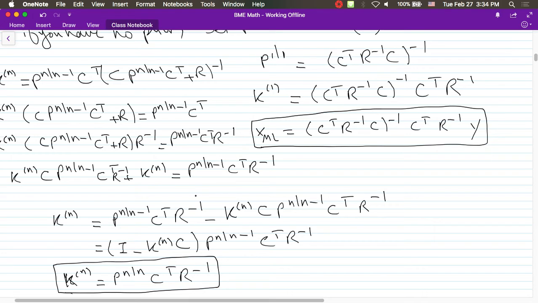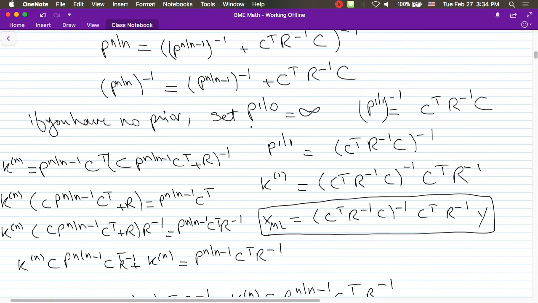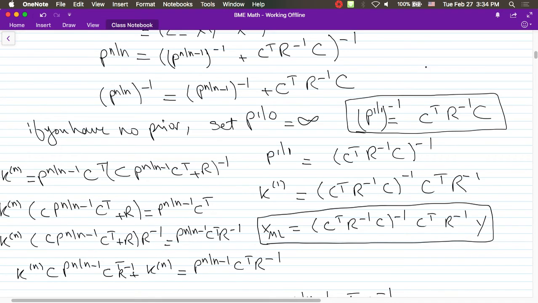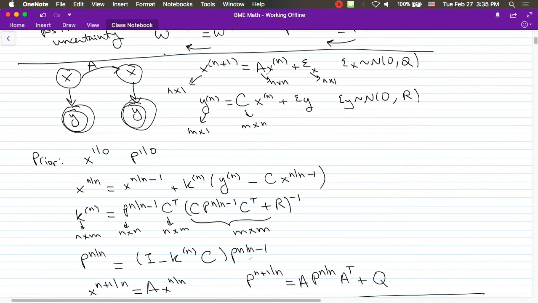Now, as we went through the math, we also learned a little bit about how to behave if we have no certainty. So if we have infinite uncertainty to begin with, then what we can do is set our prior uncertainty to be simply what the uncertainty will be after we take our first data point, which is going to be, in this case, C transpose R minus 1 C for the system that has the shape of that I showed you up here, for this system here.